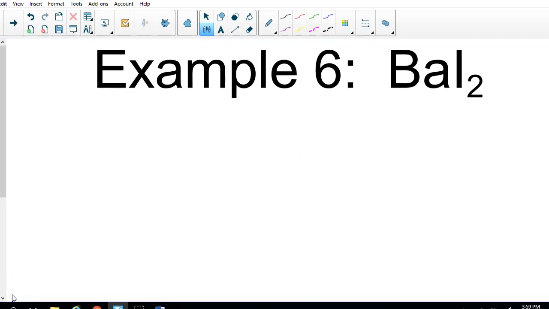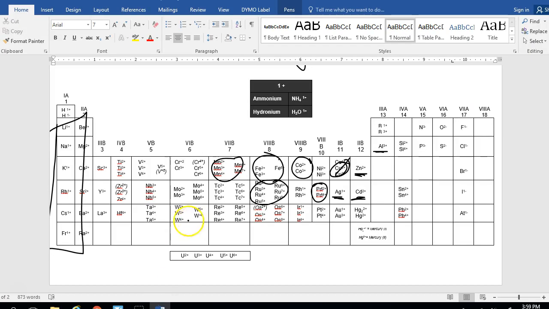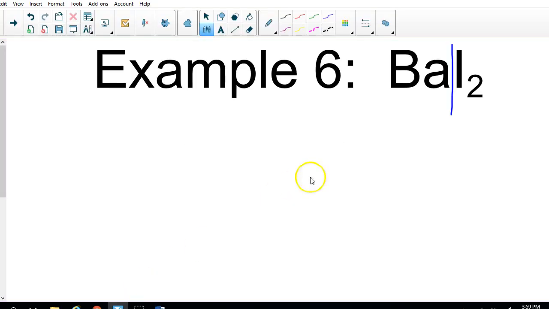phosphate. Next one, so split. Does barium get a roommate? Check on your ion sheet. Barium lives alone, so it does not. So you just name the two halves. So the first one is barium.